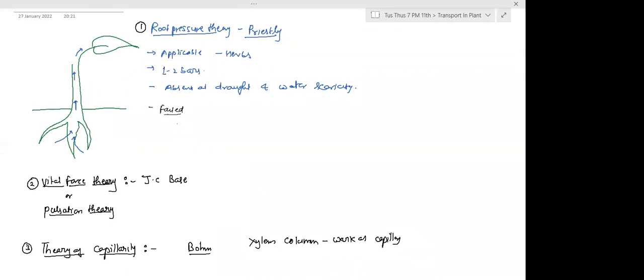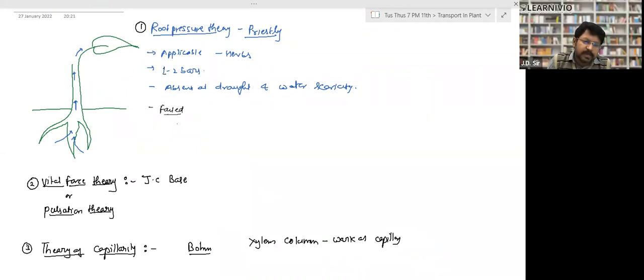Okay. Again, there is a second scientist. His name was J.C. Bose, Jagdish Chandra Bose, right? He gave the vital force theory or pulsation theory. You have to remember the name of the theory and what it actually was. The vital force theory or pulsation theory says that pulsation takes place in root cells, and due to their vital force or living force, they pulsate and create a pressure through which water moves upward.